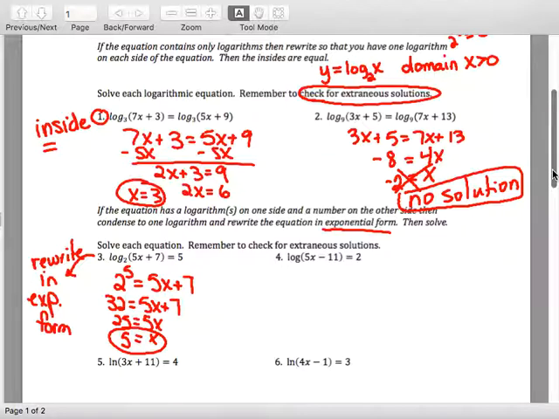Sure. You can't do that. That's not true. No, this doesn't equal 5.